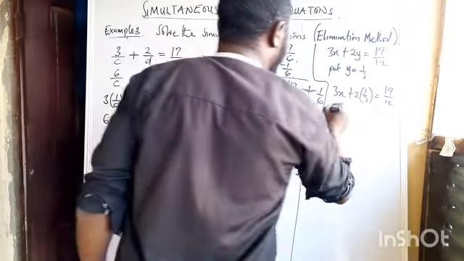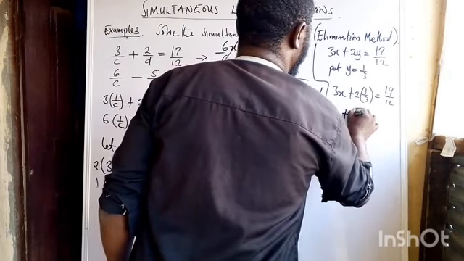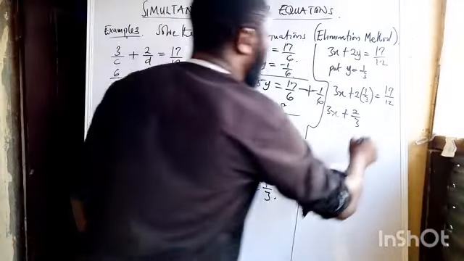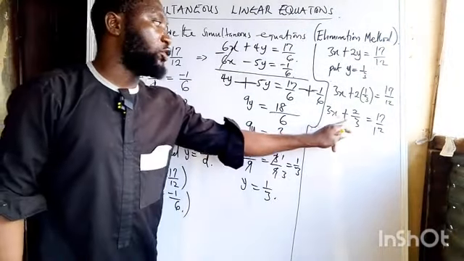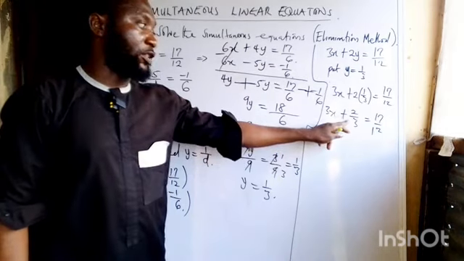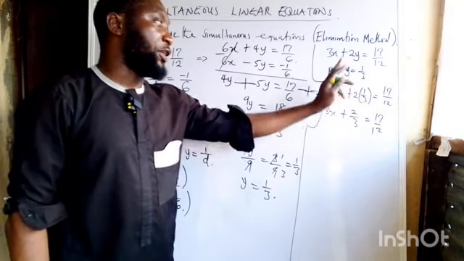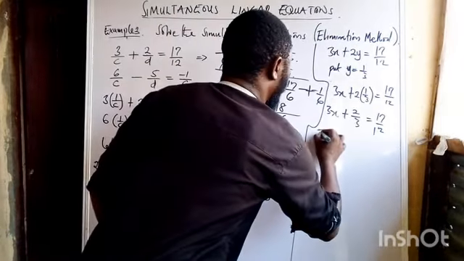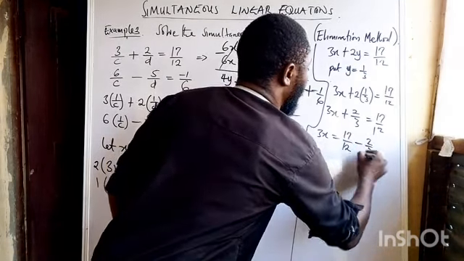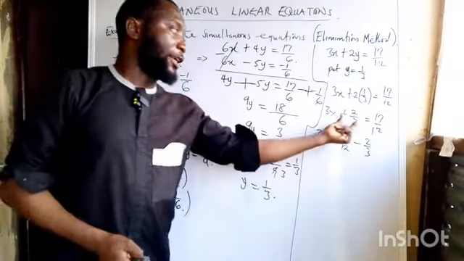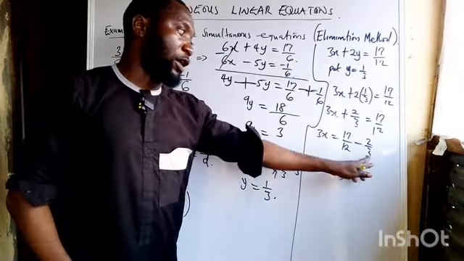Let's multiply again. We have 3x plus 2 multiplied by 1 over 3, sorry, that is 2 over 3, equals 17 over 12. Now, to find the value of x here, we need to move this away by subtraction. When you subtract this from both sides, this will disappear. So you have 3x equals 17 over 12 minus 2 over 3. It's just like you have this positive here. Once you move it to the other side of the equality sign, it becomes negative. So we have it this way.